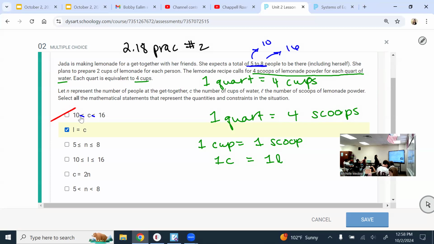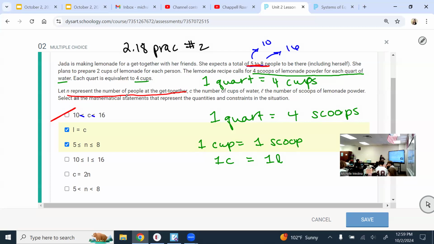So then this one, where the N is between them, what does the N stand for? Number of people at the get together. Did they say how many people she expects there? 5 to 8. Is this the right way to represent that? Yes, because it has the little lines underneath to include the 5 and the 8. If it didn't, it would just be whatever is between 5 and 8, not including it. So that does work so far.